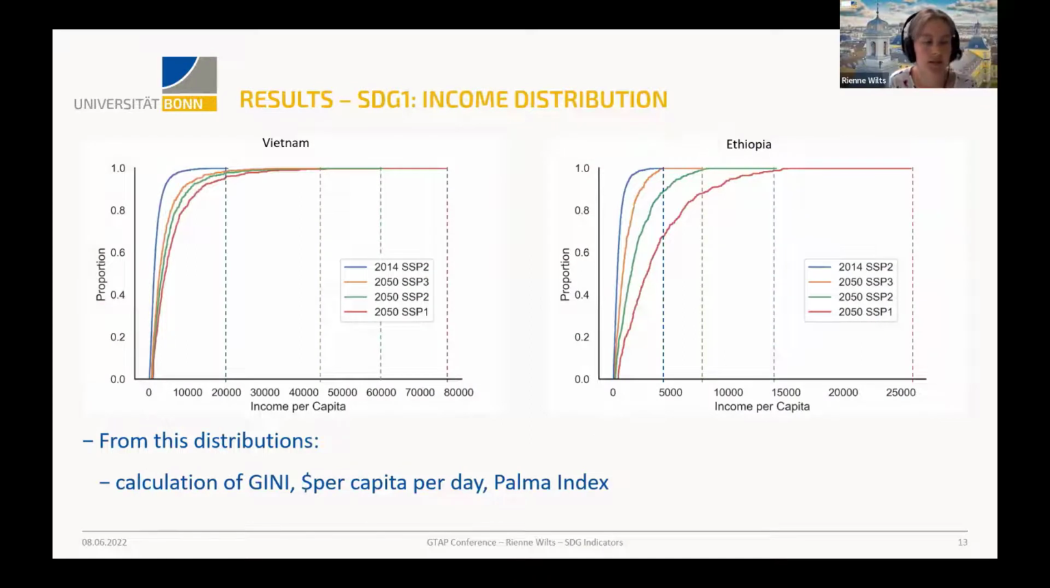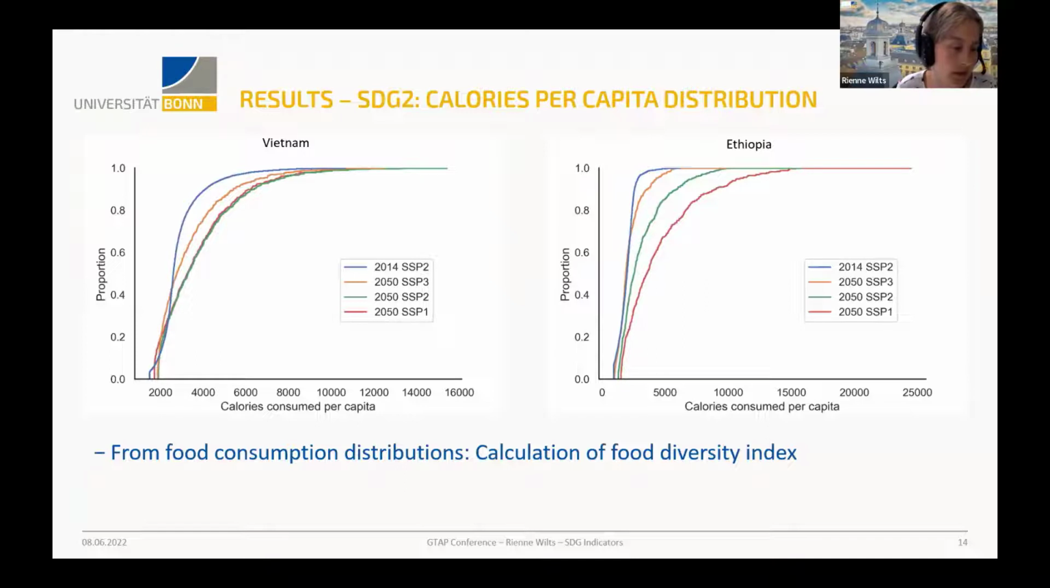So here, as an example, I have some income distribution per capita. We see, as I mentioned before, in Vietnam, that for all households the income increases, however, rather unequally. While in contrast in Ethiopia, seeing that the blue line is the baseline, for example in SSP 1, the income increases more equally for different households. And from this income distribution, we then calculated the Gini index, the Palmer index, and also the dollar per capita per day.